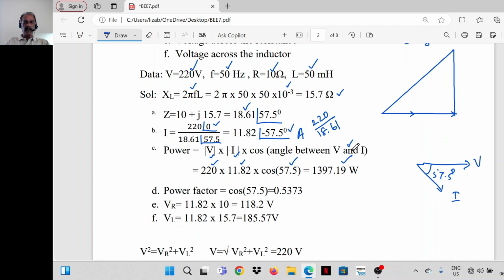Next is power factor. Power factor is cosine of the angle between voltage and current. So angle between voltage and current is 57.5 degrees. So cos 57.5 is the power factor, that is 0.5373.